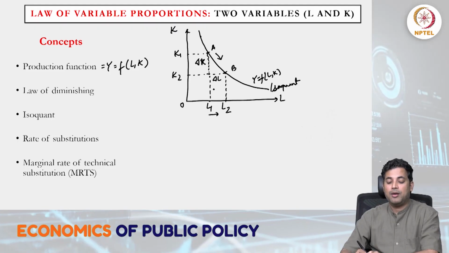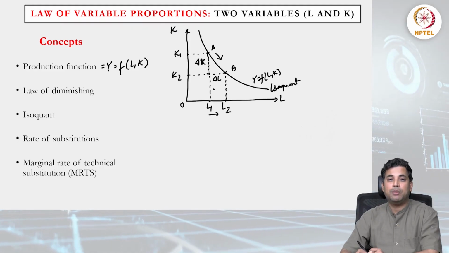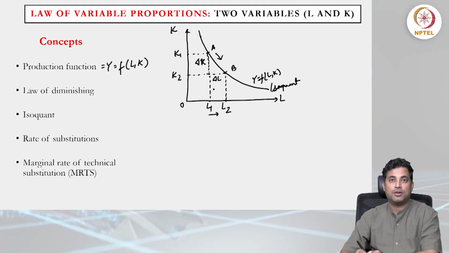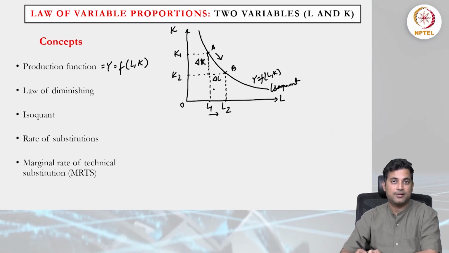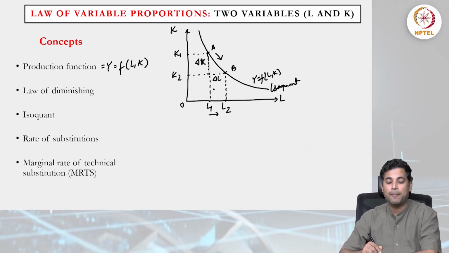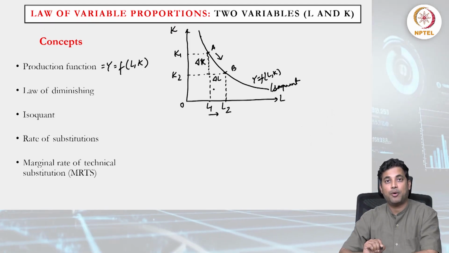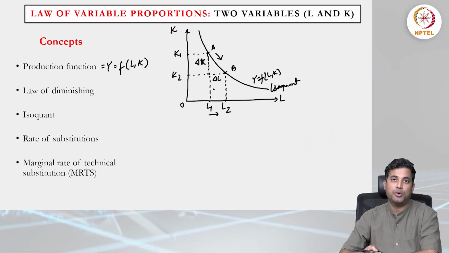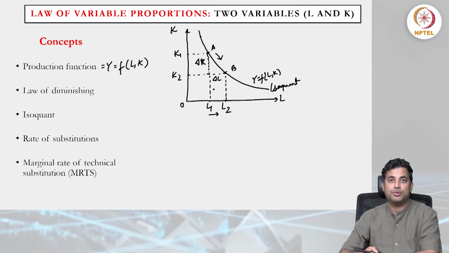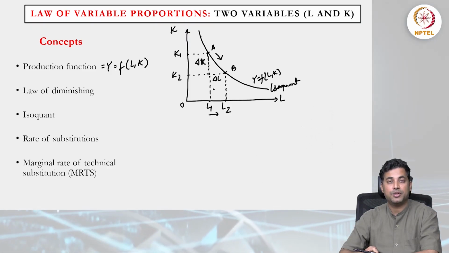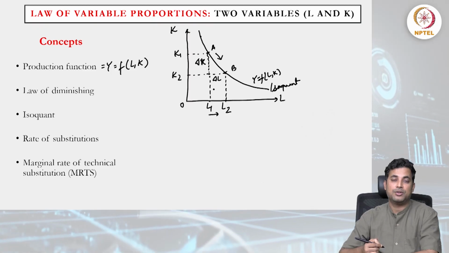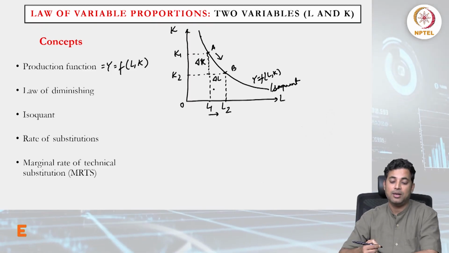In case of B, the producer will be using more labor based on the availability of labor, or we can say in case of surplus labor. If the producer chooses to be at point A, it means the producer has more capital as compared to labor, and therefore the producer chooses to use more capital at A.